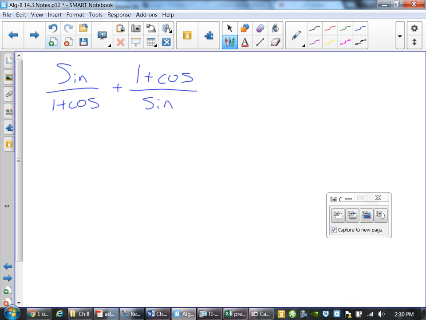Simplify this one out. So, if I'm going to add fractions, what do you have to have? Common denominator. My common denominator here is going to be sine times 1 plus cosine. The fraction on the left needs a sine, so it becomes sine squared. The fraction on the right needs a 1 plus sine, which means you have to do the following. Excuse me, cosine.